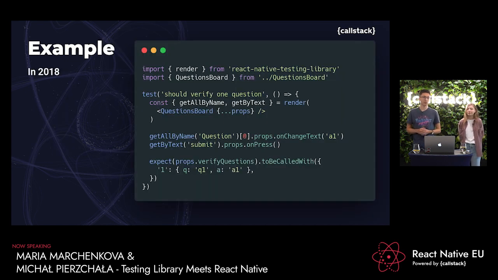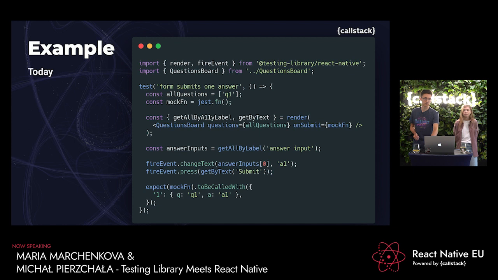Here is an example of how one could test their React Native components with early versions of the library. We rendered the QuestionsBoard component deeply, regardless of whether it's a class or a function, and imperatively called the onChangeText prop to change the text of an input, and then called onPress to submit the form. We didn't implement fireEvent just yet. Then we check if a verifyQuestions function was called with proper arguments. Today we would write this example a bit differently because we have the fireEvent API. We would also use accessibility queries instead of grabbing components by their internal name. But that's how it was.